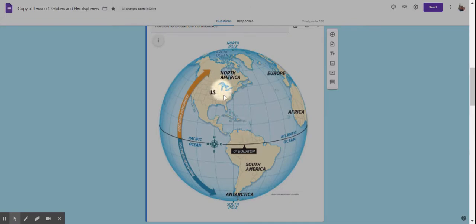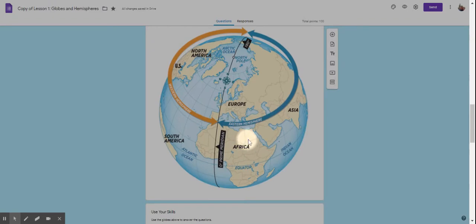Okay, then when it comes to the oceans, the Arctic Ocean here is to the far north. The Pacific Ocean extends both north and south of the equator, so it's in both hemispheres, as well as the Atlantic Ocean, which is both in the northern and southern hemispheres.